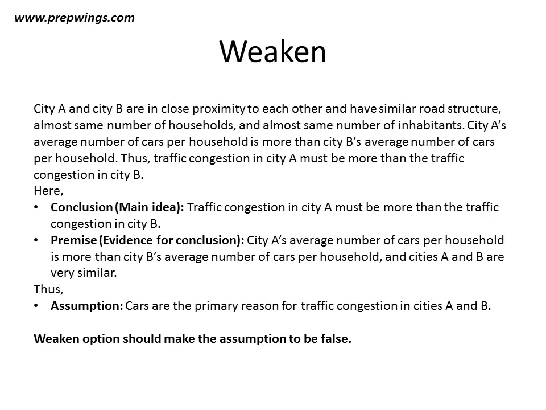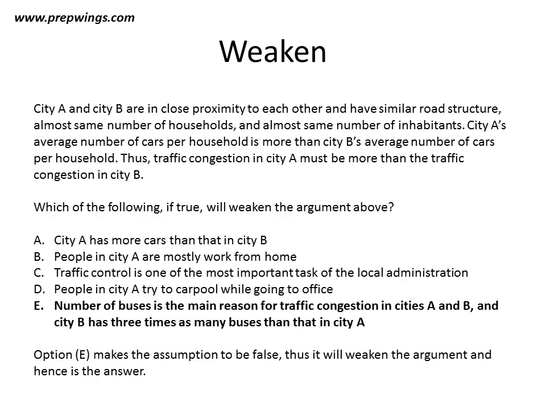Now looking at the options, option E says the number of buses is the main reason for traffic congestion in cities A and B, and city B has 3 times as many buses as city A. If you look at option E, this is proving our assumption wrong, because our assumption said that cars are the main reason for traffic congestion, and option E is saying that buses are the main reason for traffic congestion, and city B has 3 times as many buses as city A. That is why this is the correct answer option.